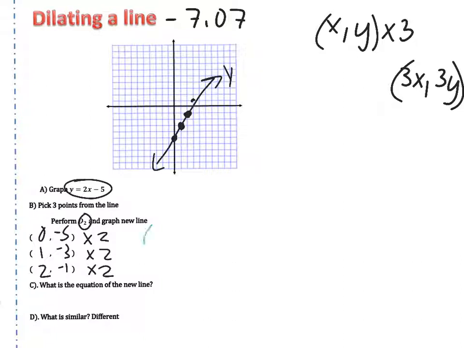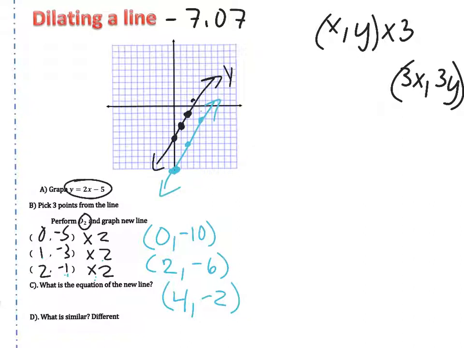So my new line is going to have the points 0 times 2 is 0, negative 5 times 2 is negative 10, 1 times 2 is 2, negative 3 times 2 negative 6, and the last point, 2 times 2 is 4, 1 times 2 is negative 2. If I graph these 3 points, we might notice a pattern. So 0, negative 10, right 2, down 6, right 4, down 2.